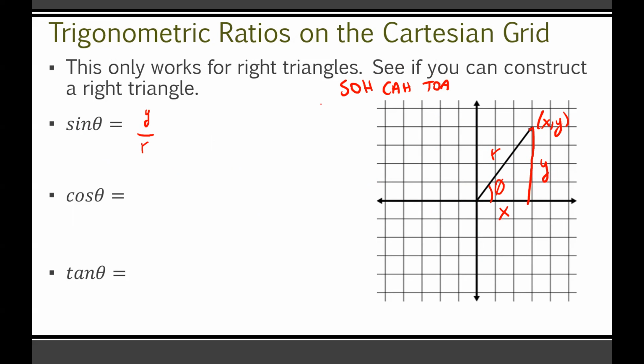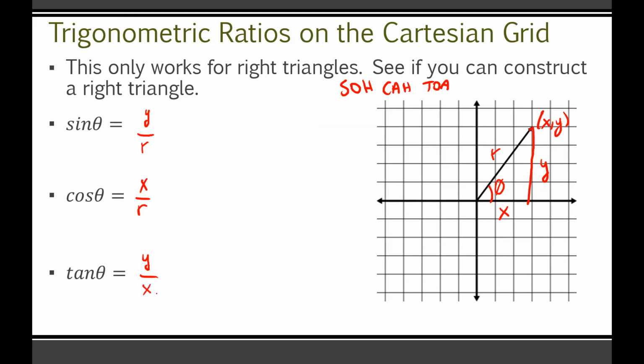SOHCAHTOA is just a really useful way of remembering which trig ratio does what. Let's look at cosine. Cosine from SOHCAHTOA is adjacent over hypotenuse. So the adjacent side of this triangle would be x, and your hypotenuse would be r. Last one, tangent. Tangent is the TOA part of SOHCAHTOA. TOA says opposite over adjacent. So opposite would be y because it's across from your angle, and adjacent, once again, is x.